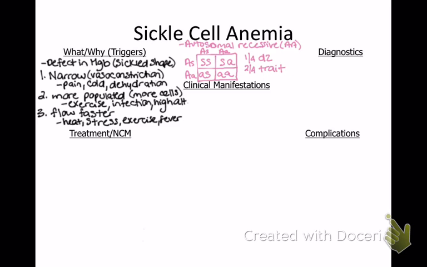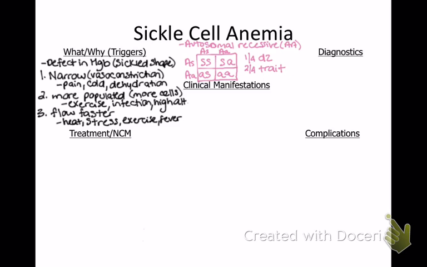And like I said, they can only get it if both parents carry it. So if the mom has the trait and the dad is fine, then they can't get it. They may carry the trait, but they can't get it. And this is predominantly in African Americans, males or females. So 1 in 4 chance of the child having the disease.